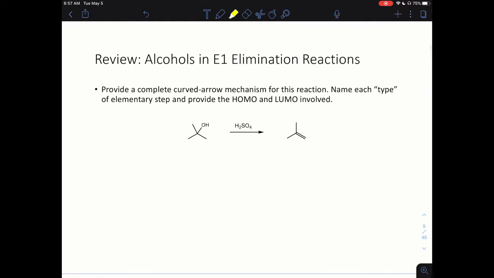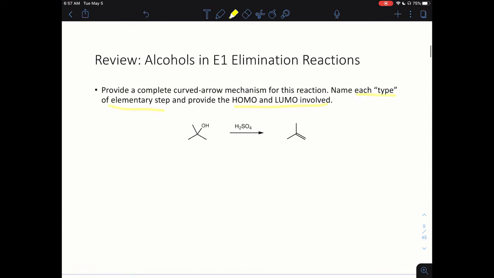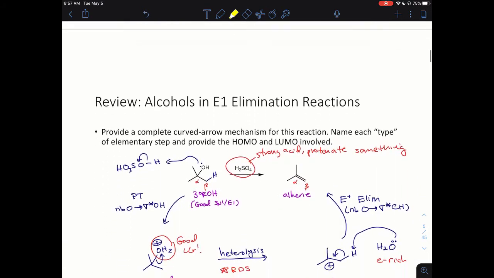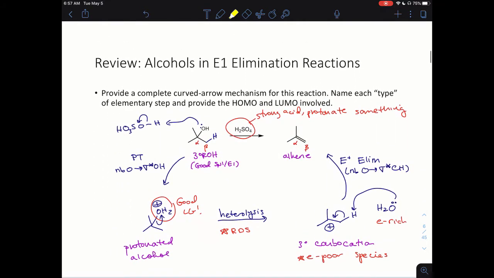So now that we have briefly reviewed, if you didn't pause before, you should pause now and provide the mechanism for this reaction and include the types of each elementary step and the HOMOs and LUMOs involved. All right, last chance. Because this is review, I am going to go quickly through this first part, but you can certainly go look at the substitution and elimination, so the SN1 and E1 lecture, to get a slower, more in-depth look.